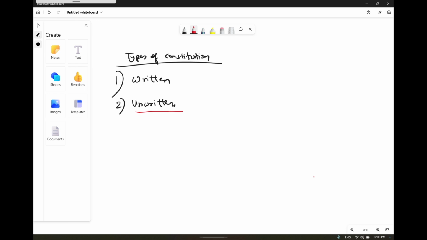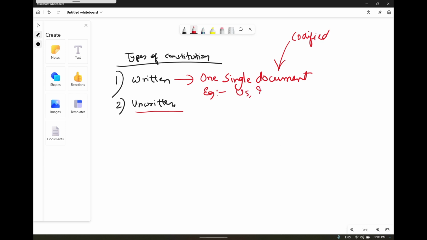There may be some provisions that are working on the basis of assumption. So what do you understand by a written constitution? A written constitution means it should be one single document, where all the laws are codified under this document. So which are the countries that have a written constitution? Such as the US and India.